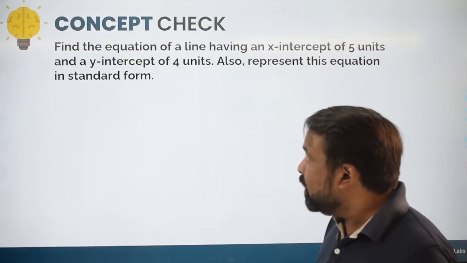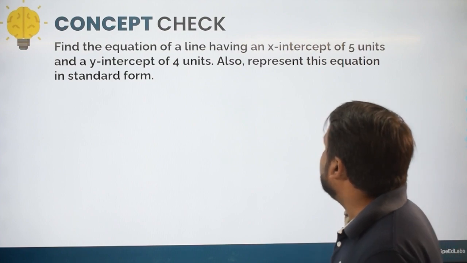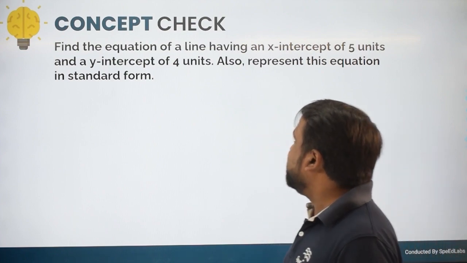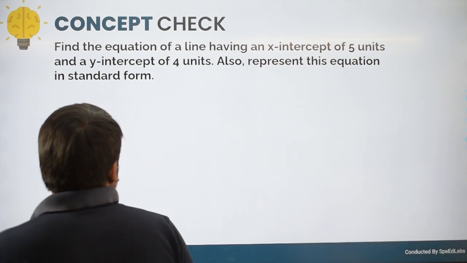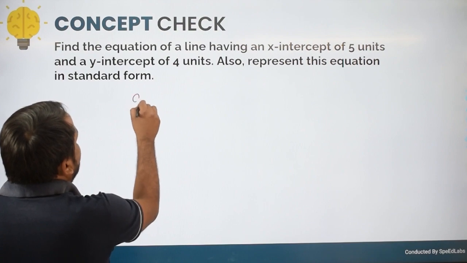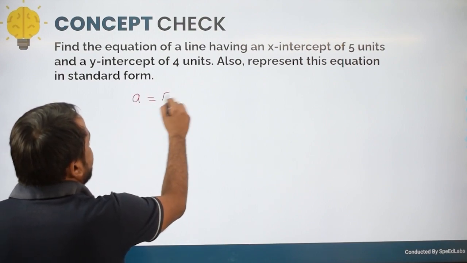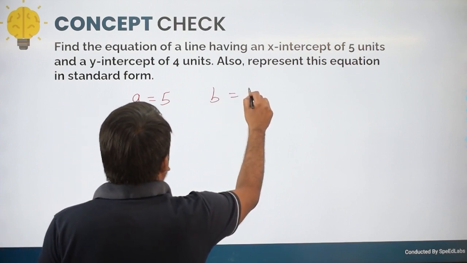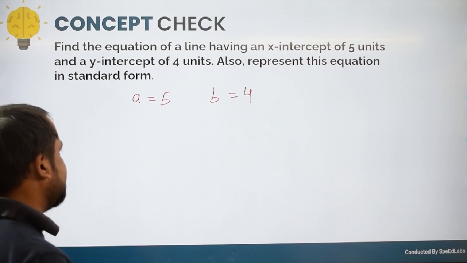Alright. So next, we have to find the equation of a line having an x-intercept of 5 units and a y-intercept of 4 units. Also represent this equation in the standard form. So let us try to solve it. We know that the value of a, that means the x-intercept, is already given to us, which is 5, and b is the y-intercept, which is 4 units. Now we have to represent this equation in the standard form also.